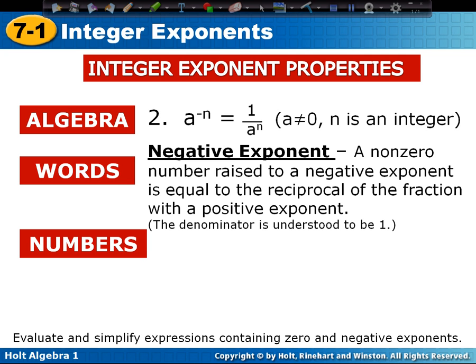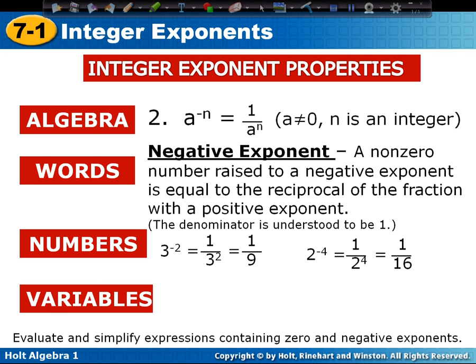All right, let's look at some number examples. The first one is 3 to the negative 2, and that's equal to 1 over 3 to the second power. And then 3 to the second power is 9, so 1 over 9. 2 to the negative 4th power is 1 over 2 to the 4th, and then 2 to the 4th is 16, so it's 1 over 16. Let's look at some variable examples. y to the negative 4th power is equal to 1 over y to the 4th power. x to the negative 2 power is equal to 1 over x to the second power, or x squared.